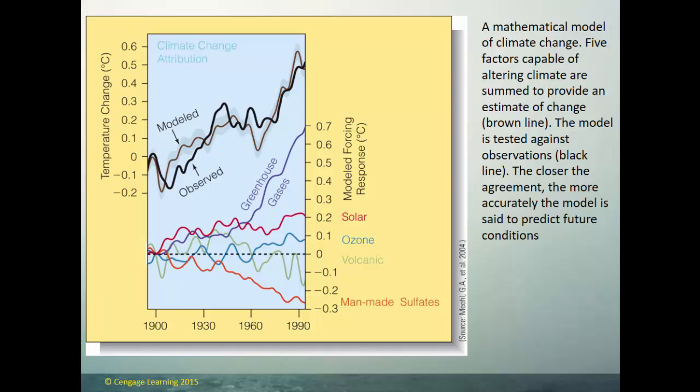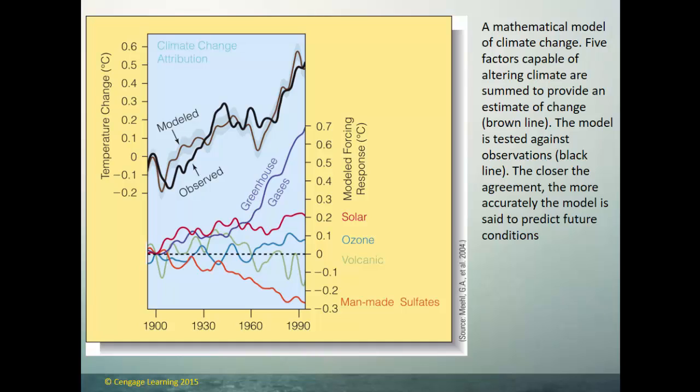So in a mathematical model of climate change, there are 5 factors capable of altering the climate. And then they're all summed up by what has been modeled and what's been observed. The colored things at the bottom show greenhouse gases, ozone, solar, volcanic, man-made sulfates, different things that may or may not have an impact, whether positively or negatively, on the climate in terms of temperature.